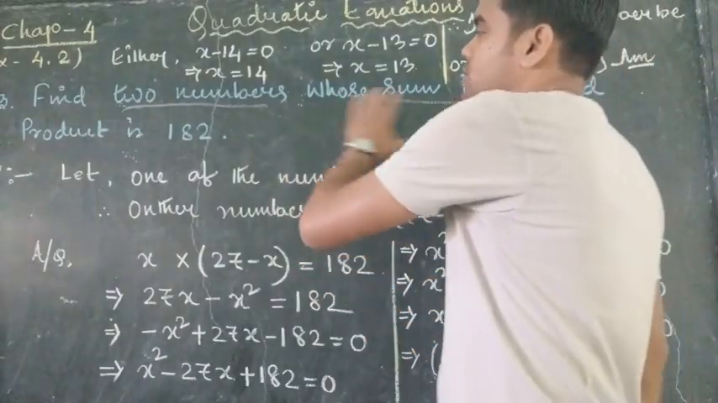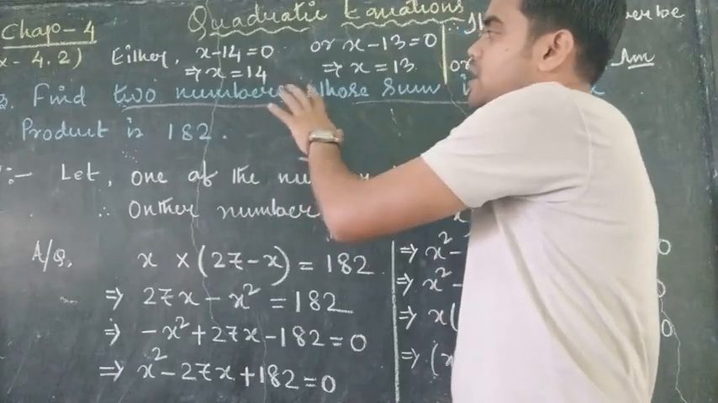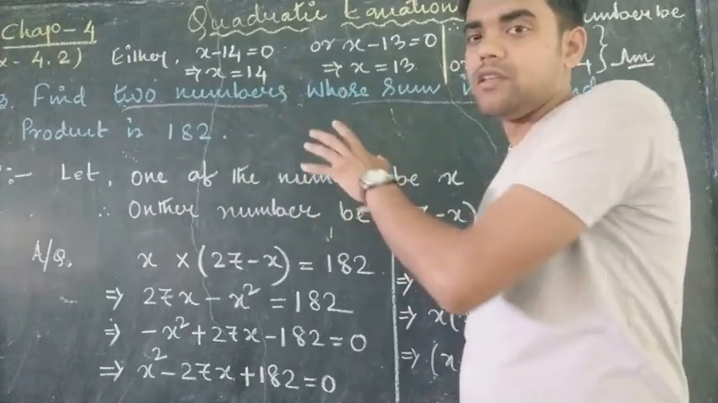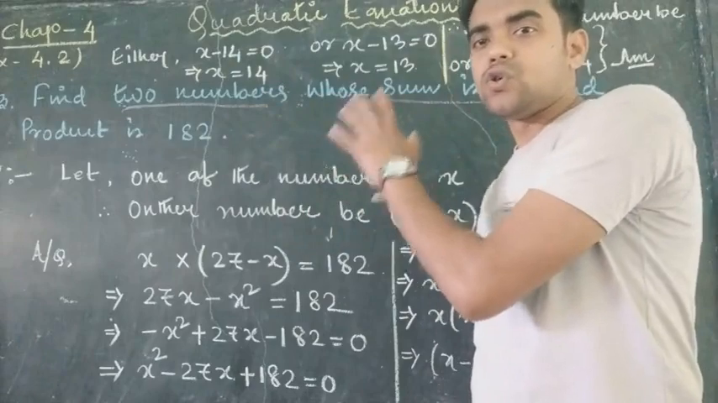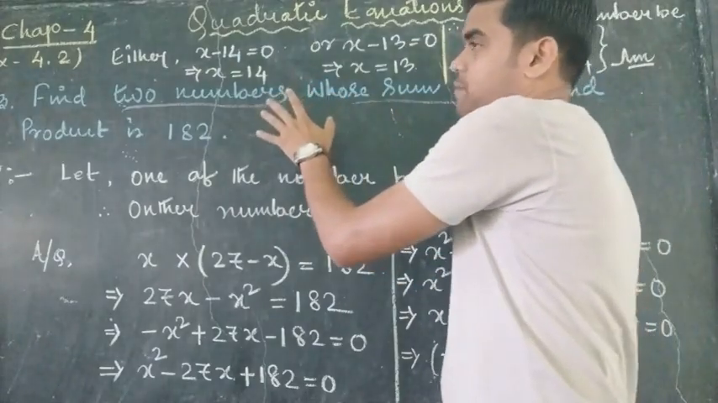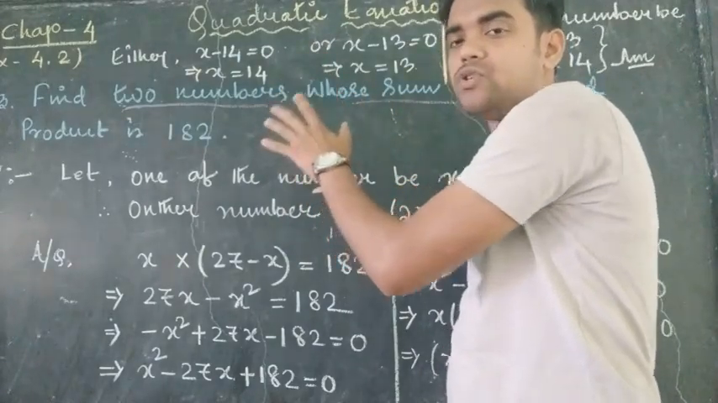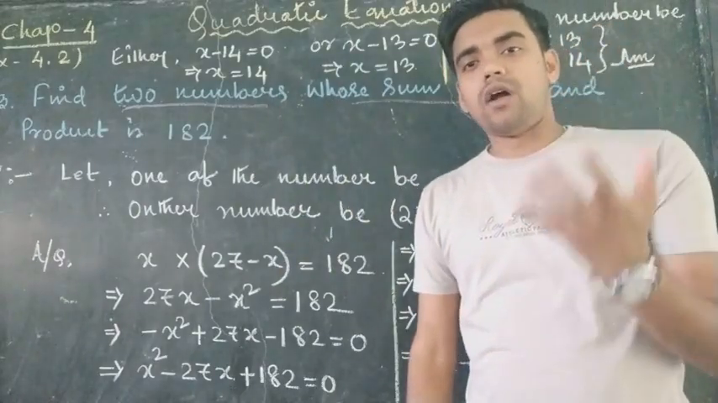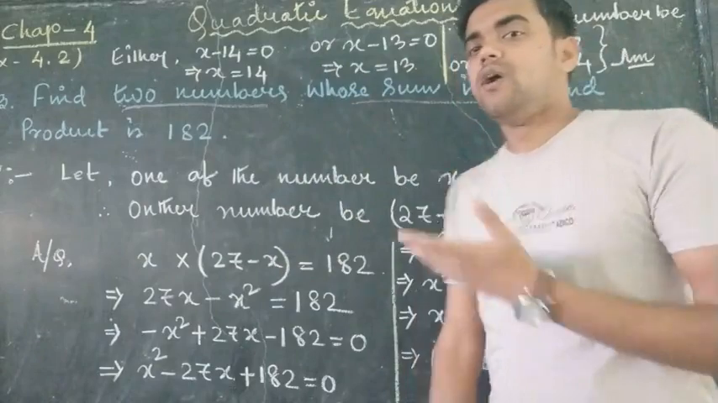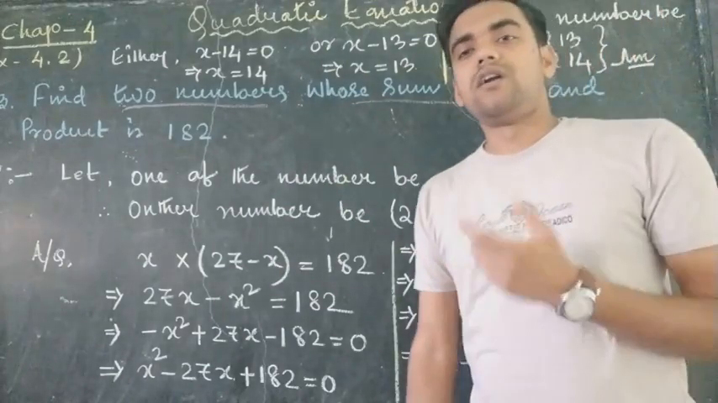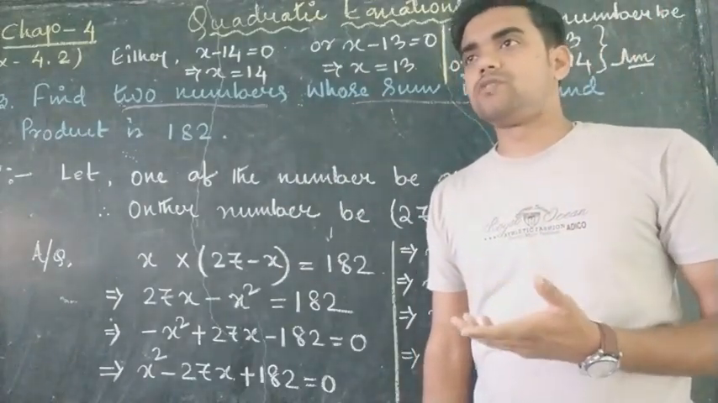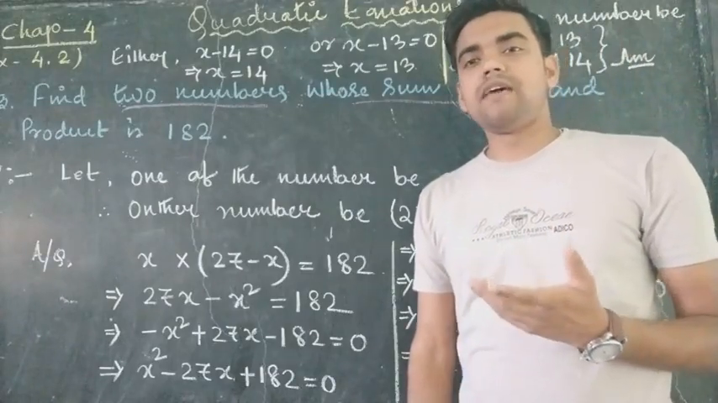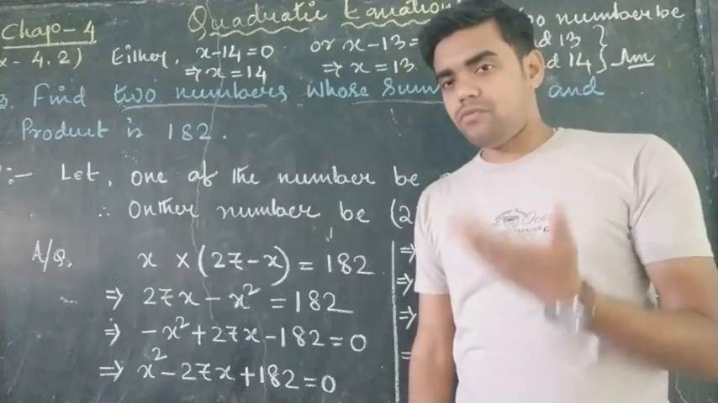So in this question, you can see these two numbers are not given to us. So this is an unknown variable. Okay, this is an unknown term. We don't know these two numbers, which two numbers have product 182 and sum 27. So that's why these two numbers are unknown for us.